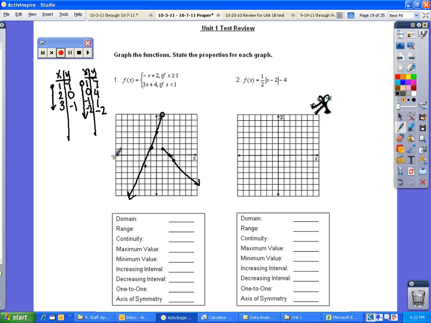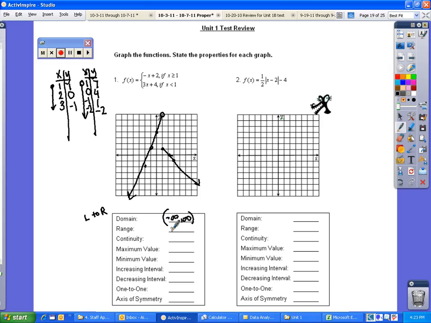My domain is looking from left to right. So when I look to the left, I notice that this function is going to continue to the left. I'm not going to have any breaks in the graph because here I have a value at 1, and this is going to continue to the right. So my domain is going to be all real numbers, or from negative infinity to infinity.